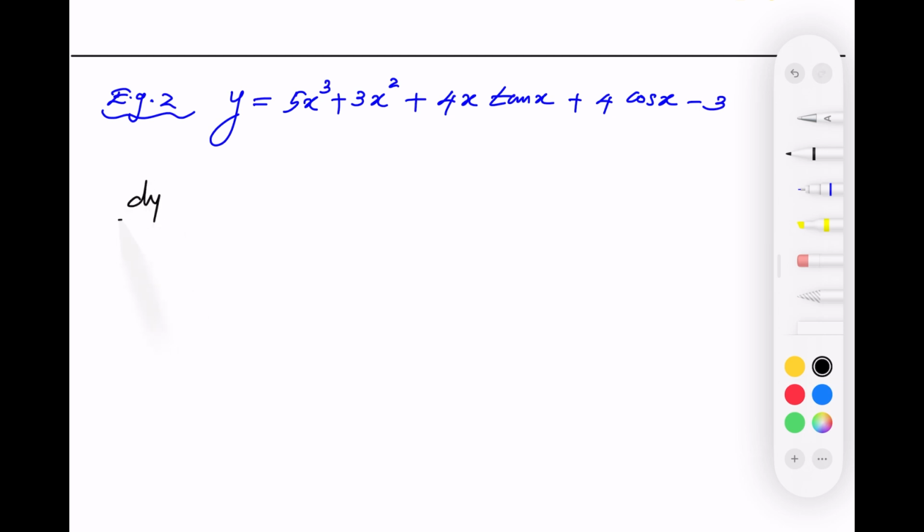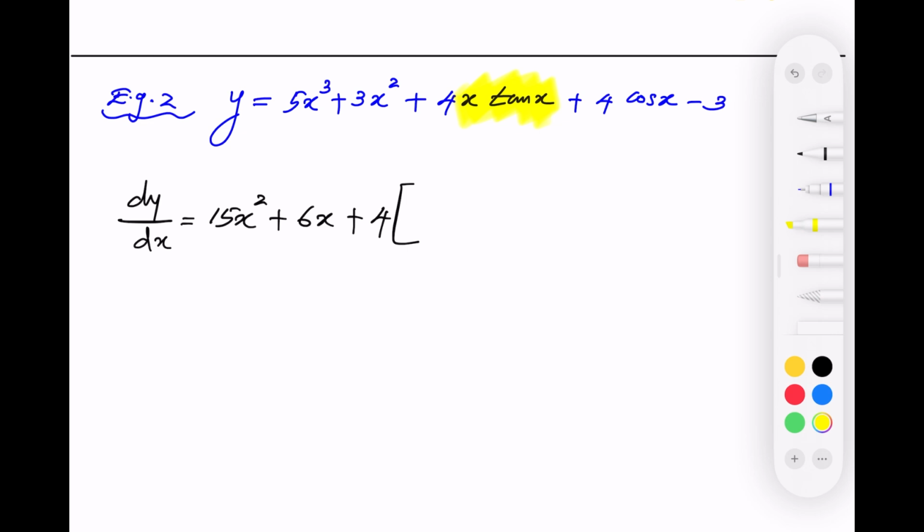Dy by dx should be equal to, the first term is 5x cubed. When I differentiate that, I get 15x squared. That plus the second term is 3x squared. When you differentiate that, you get 6x. That plus, then we have 4x times tangent x. 4 is a constant. Therefore, using the second property of differentiation, I'm going to factor out 4. I will open brackets and then I need to differentiate x times tangent x.